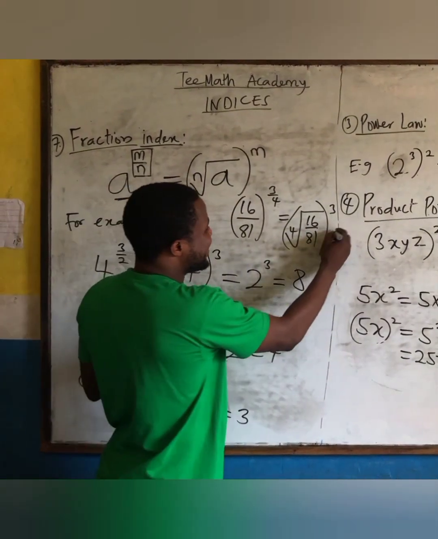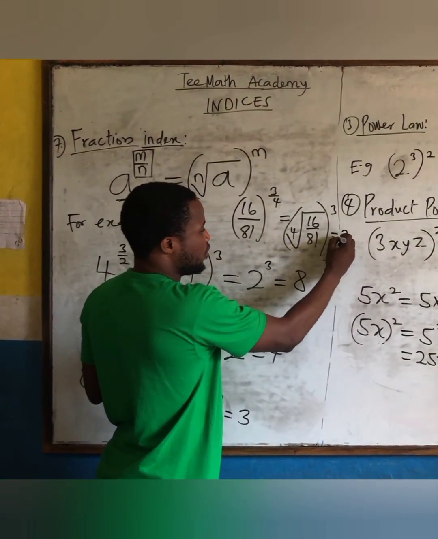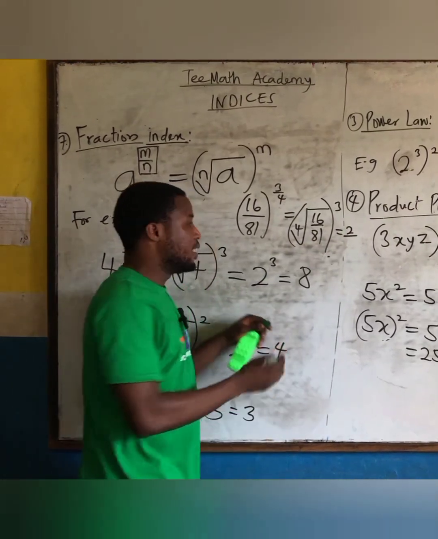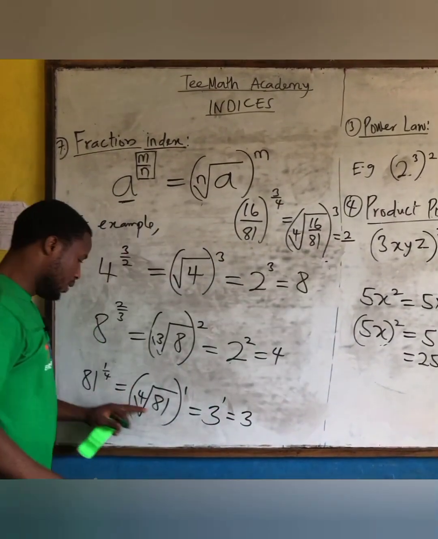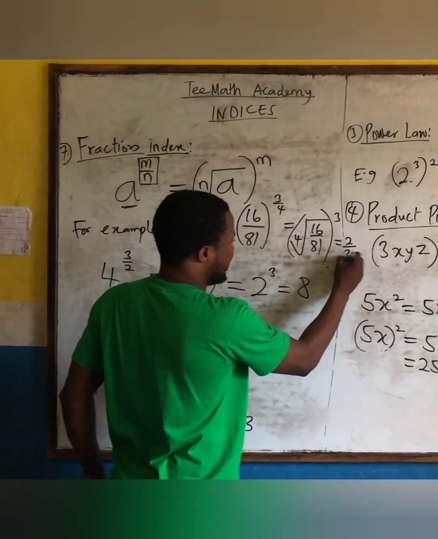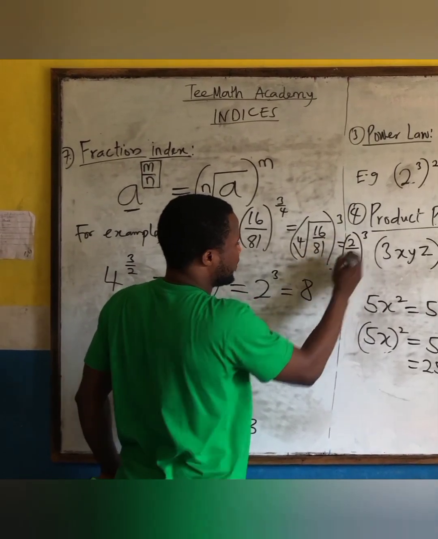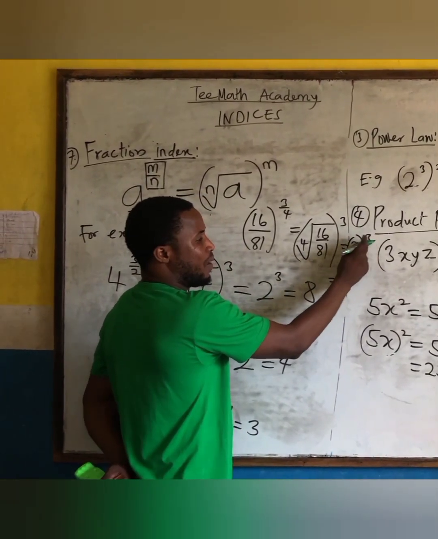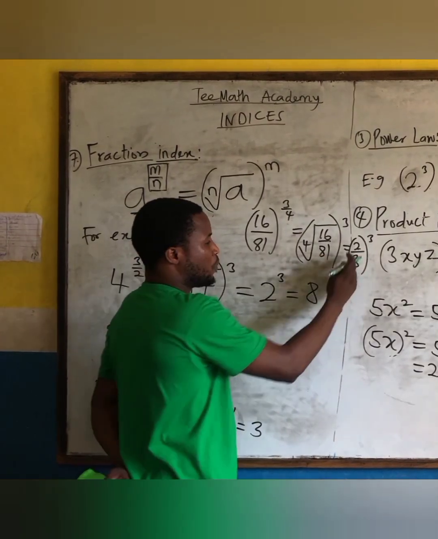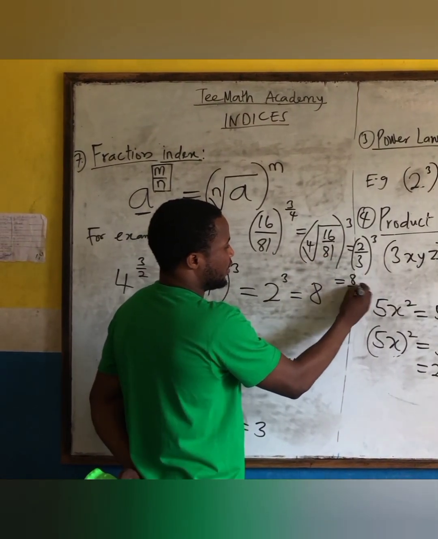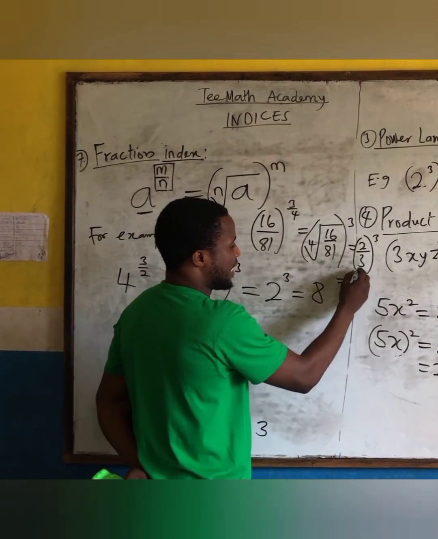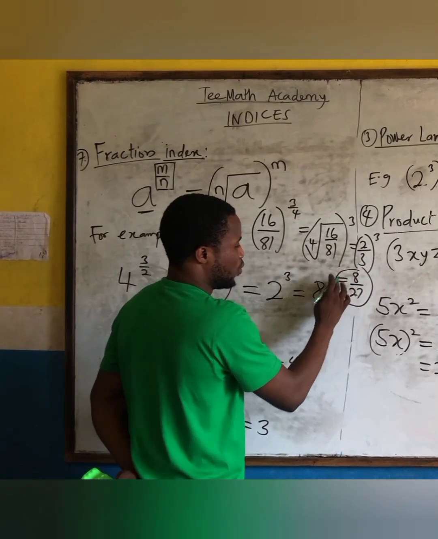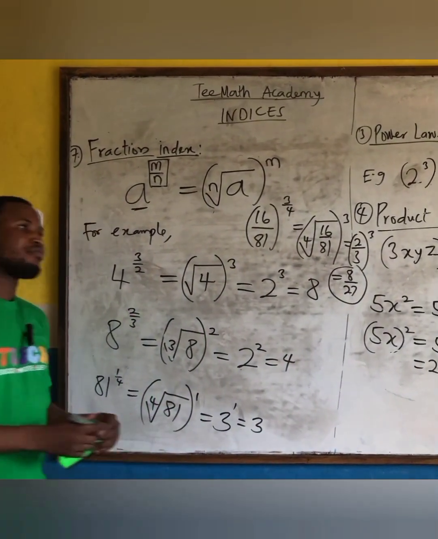So the 4th root of 16 is 2. 2 times 2 times 2 times 2 is 16. Then the 4th root of 81 we have done here to be 3. Then everything is to power 3. With this idea, look at it. 2 raised to power 3. This power is for the two of them. So 2 raised to power 3 is 8. Then 3 raised to power 3 is 27. So the answer is 8 over 27.